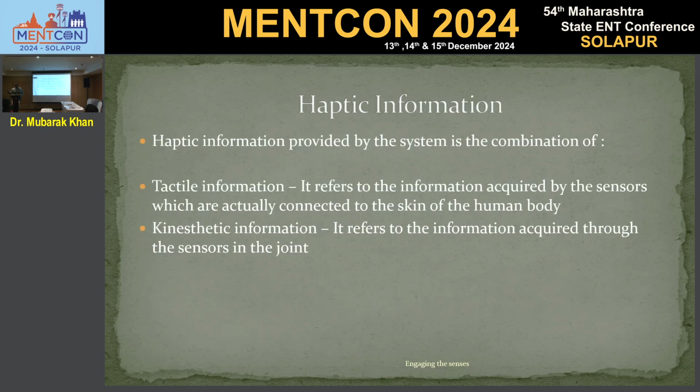What is haptic information? Haptic information provided by the system is a combination of tactile information, which refers to the information acquired by the sensors connected to the skin of the human body, and kinesthetic information, which refers to the information acquired through the sensors in the joints.